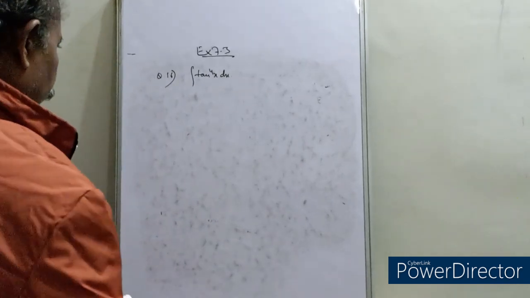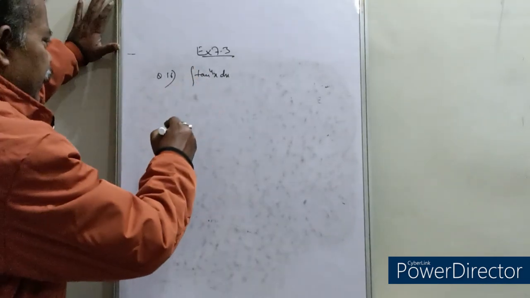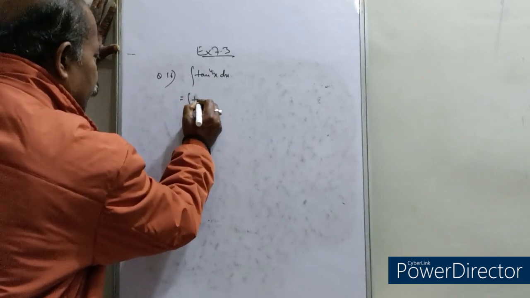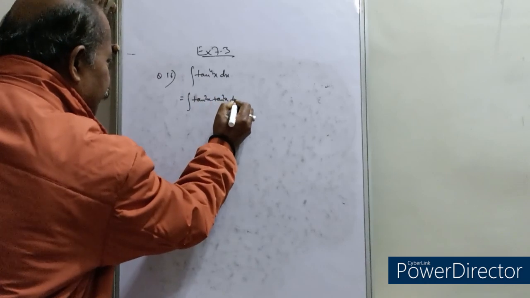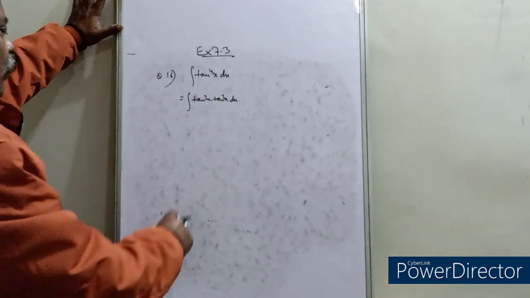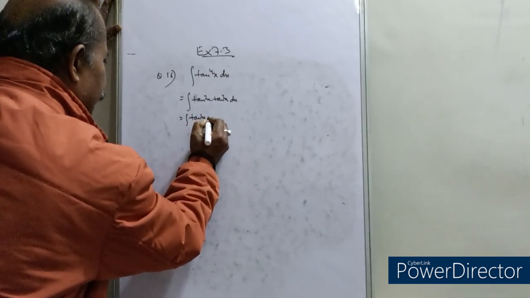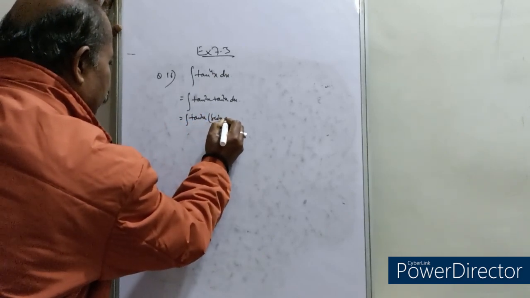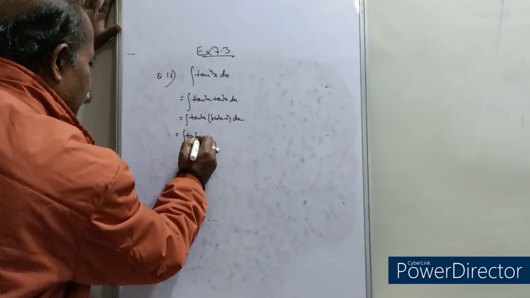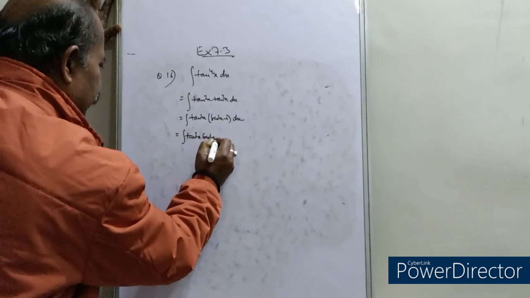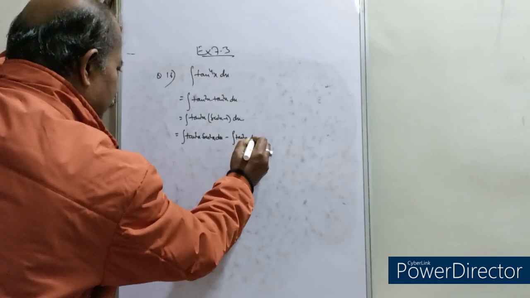Now question number 16, that is integration of tan 4x dx. So here tan square x into tan square x dx. One of the tan square x, we write as tan square x into sec square x minus 1 dx. So this will be tan square x sec square x dx minus tan square x dx.